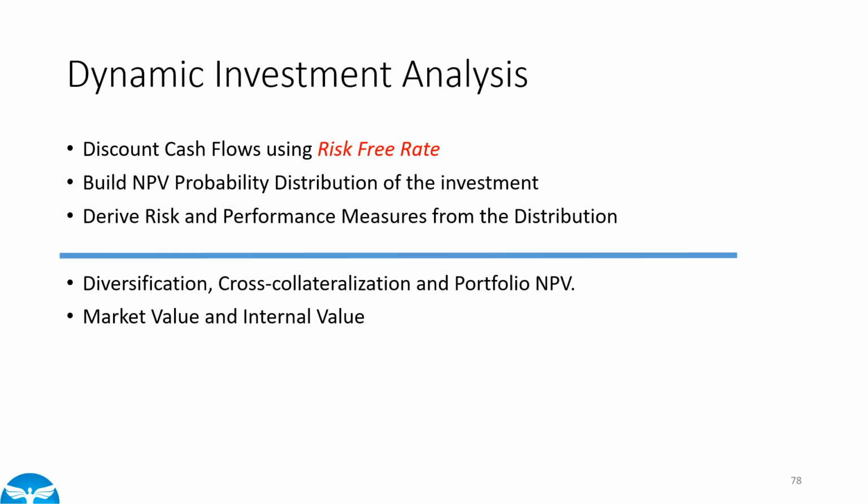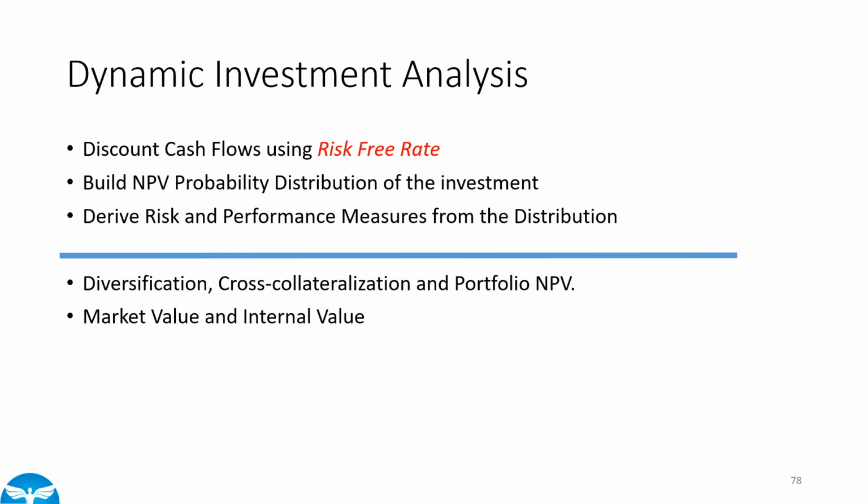Dynamic investment analysis. In this approach, we discount the cash flows using the risk-free rate. And this is different from the static NPV analysis, where the discount rate is supposed to reflect the risk. But again, for reasons I mentioned earlier, it's not the weighted average cost of capital that is relevant here, since every deal has different risk properties. We need to account for risk specifically based on the investment that we are contemplating. So the risk adjustment we will do later on, after we have finalized the probability distribution of the NPV. So we're going to build that NPV distribution as a probability distribution, and from that distribution, derive risk and performance measures and do those risk adjustments.